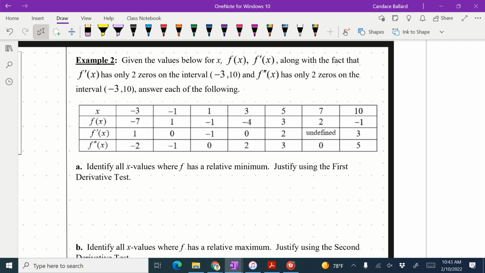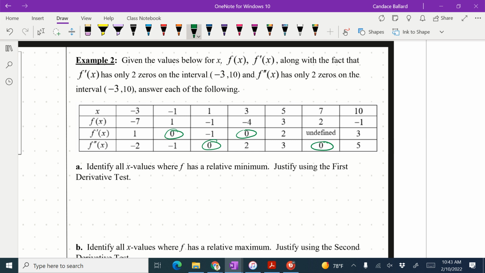All right, given the values below for x, f of x, f prime of x, along with the fact that f prime only has 2 zeros on the interval. So do you see the 2 zeros? There's a 0 here and a 0 here. And f double prime only has 2 zeros on the interval from -3 to 10. So that one also only has 2 zeros. Answer each of the following. They also give us a place where it's undefined on that first derivative, which could also be something critical going on there.